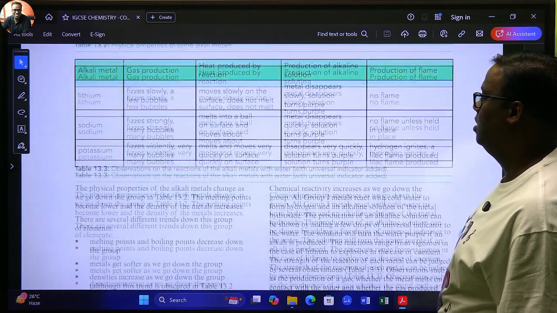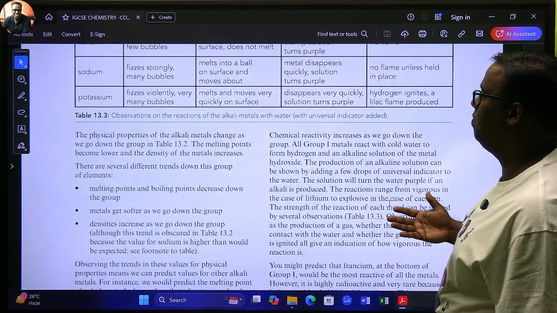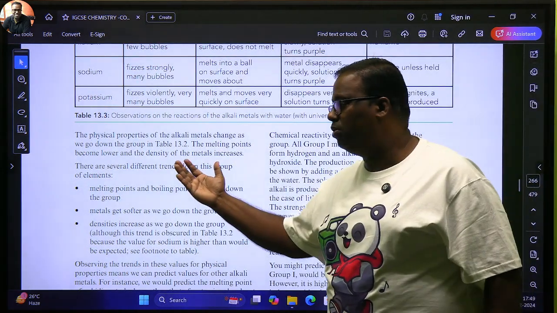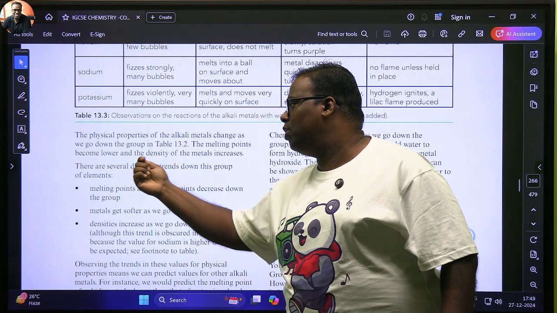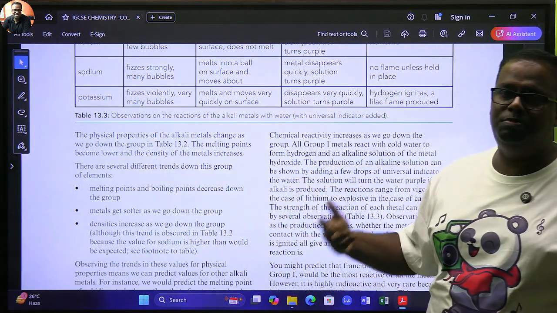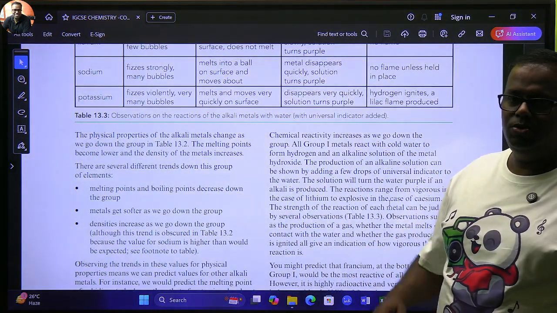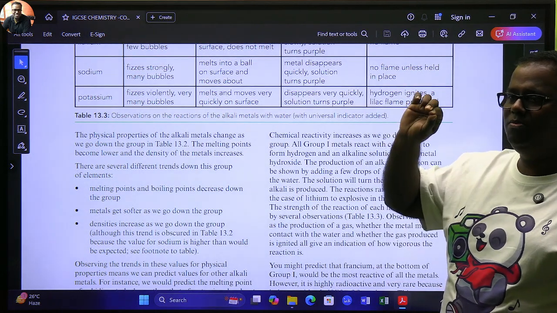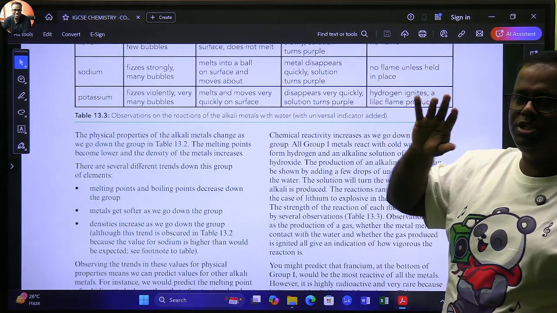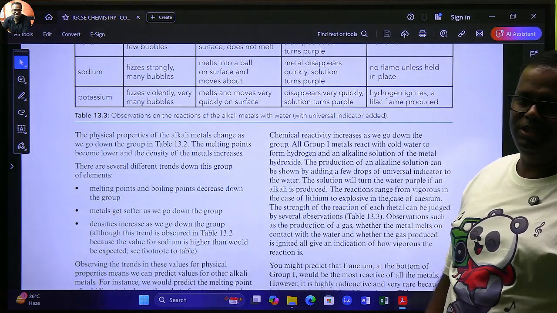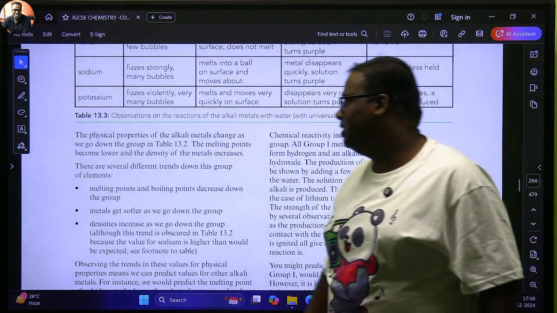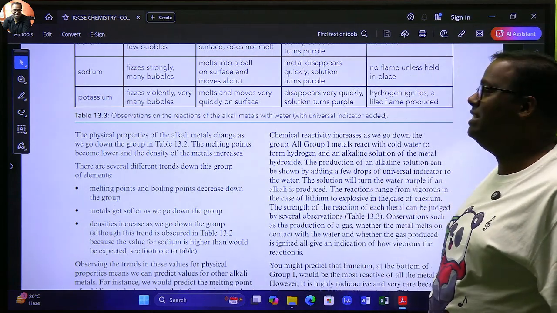Right. So it's written, the physical properties of alkali metals change as we go down the group in this table. The melting points, this is important, write down. Melting points become lower and density of metal increases. Rather than writing so much in English, you write like this: melting points lower as you go down the group, and density increases.